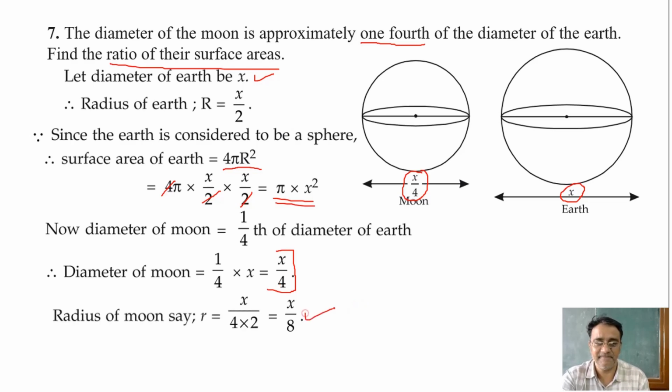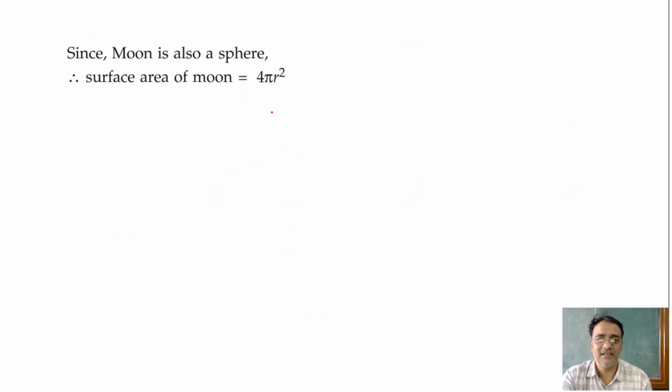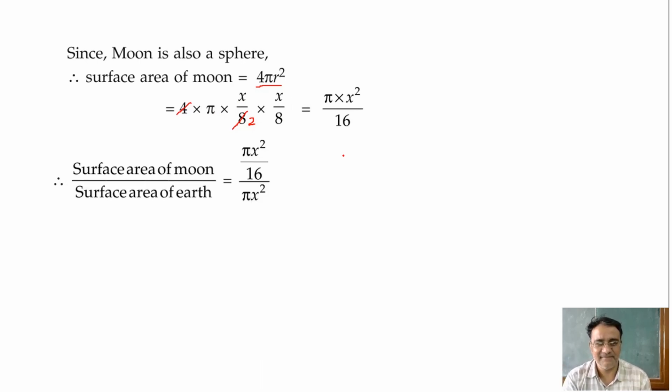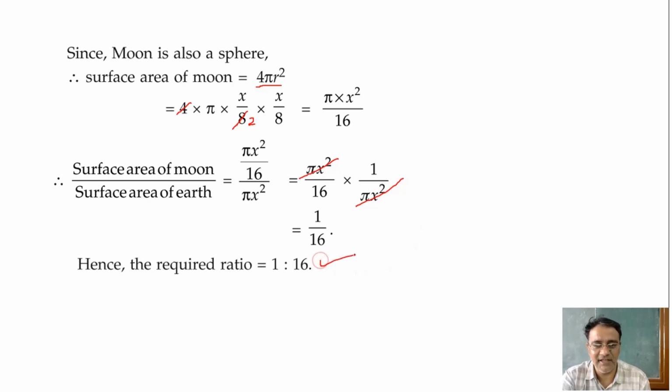X by 8. Now, we have to find the surface area of moon. Surface area of moon is 4 pi r square, and the value of radius is x by 8. This we can cancel. So, we will get pi x square upon 16. Now, we are going to take the ratio of both the surface areas. Okay? So, here pi x square will be cancelled and what we are getting? 1 by 16. So, the required ratio is 1 is to 16. Any doubt in this question? No, sir. Okay.